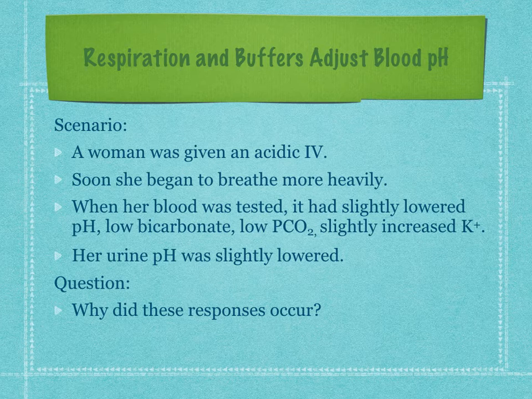If it's compensated, then we're going to see that our CO2 levels are low because we've been blowing off that CO2. If we look at that pH, and the pH is low, and our bicarb is low, then we're going to see that we have a metabolic acidosis that is not compensated. If the pH is kind of getting close to normal and the CO2 is low, then we can say that it's partially compensated.